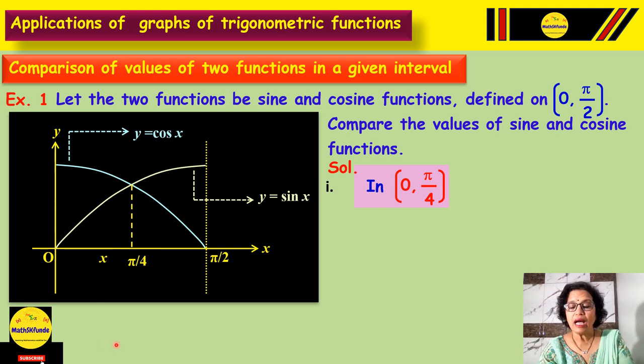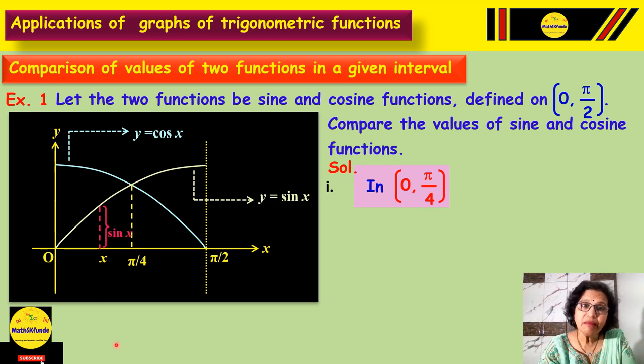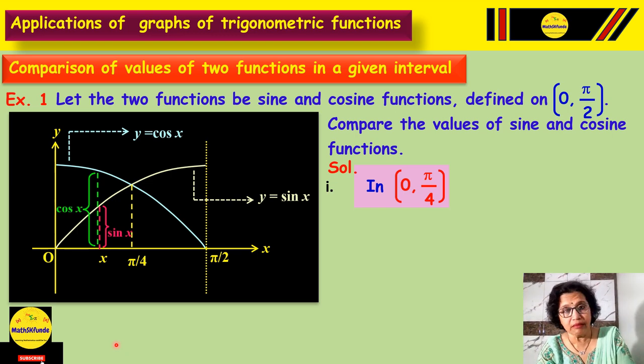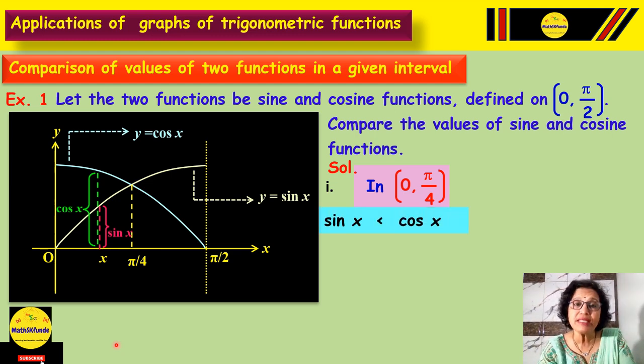Then I observe that the pink dotted line I have shown is the perpendicular drawn from the graph of y equal to sin x. So that height is nothing but sin x. Similarly, if I go up and meet the graph of y equal to cos x, the dotted green line shows the value of cos x. Which is bigger? I can see from the graph that the cos x length seems to be bigger than sin x. So my first observation is sin x is smaller than cos x. That happens in 0 to pi by 4.